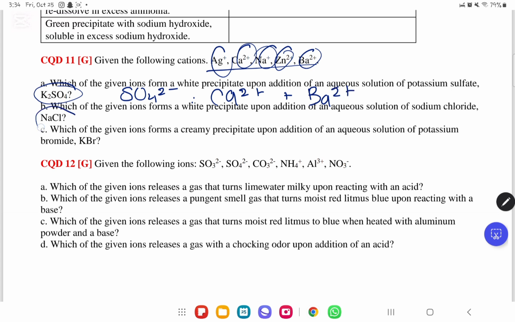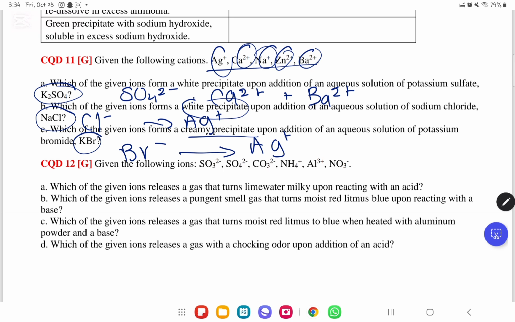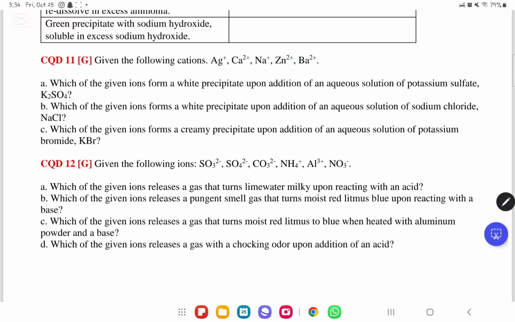Then, which of them does not dissolve with Cl-? We know very well it's Ag+, and it forms a white precipitate with Cl-. Then we have Br-, and it forms a creamy precipitate. So very simply, it is Ag+. Basically, all of this chapter is memorizing. So now CQD number 12.